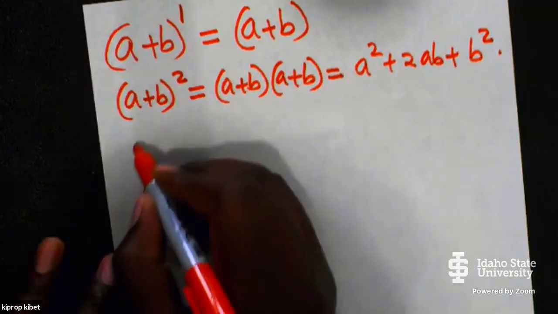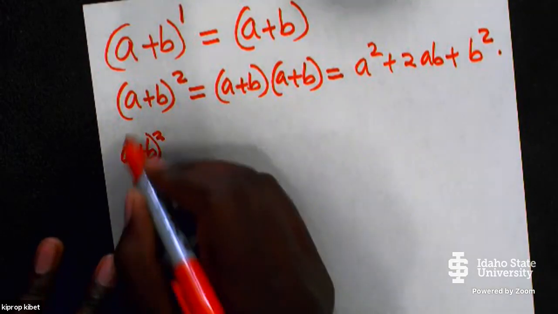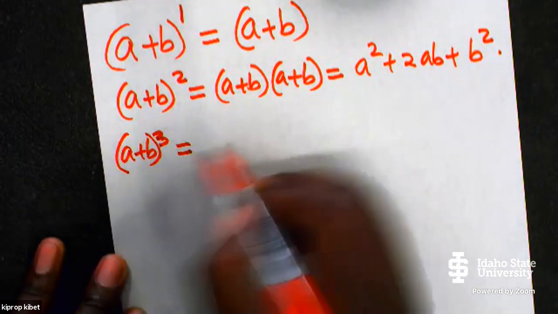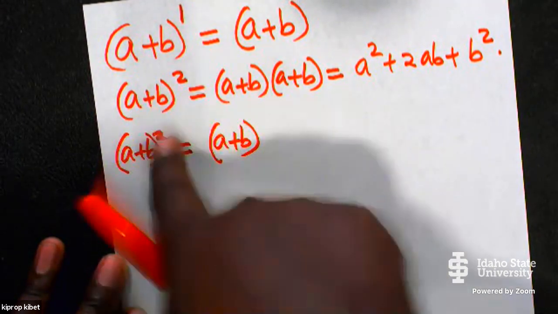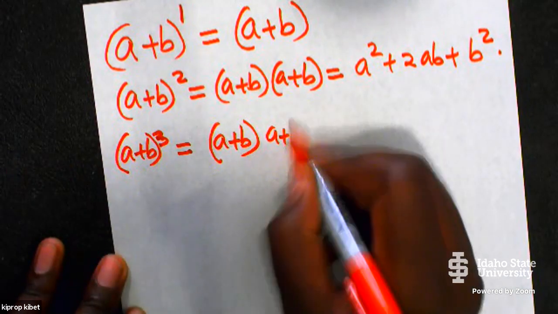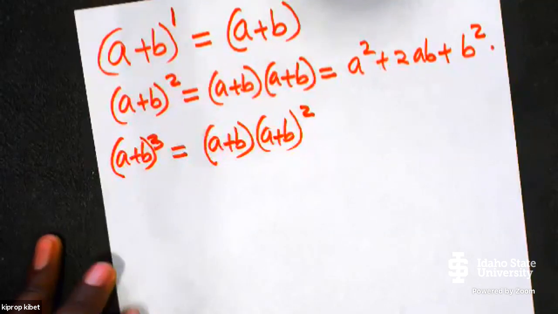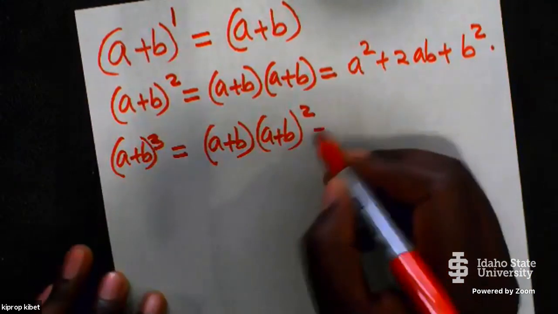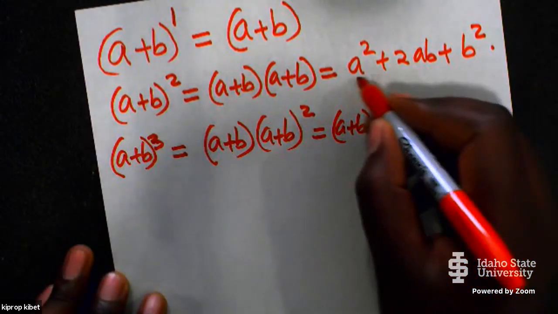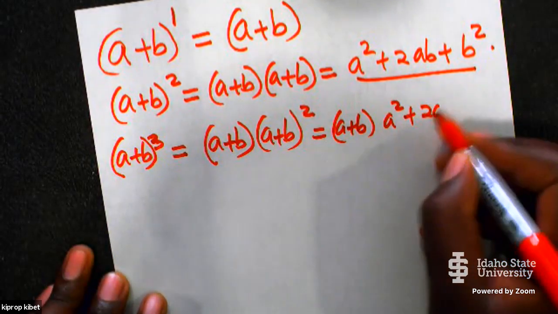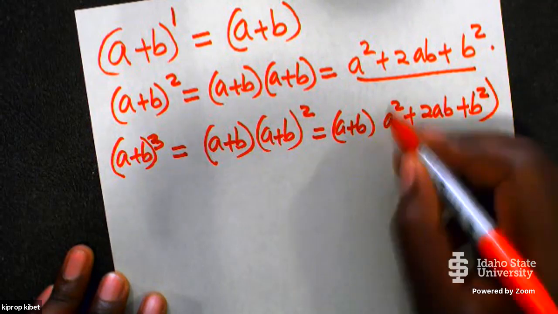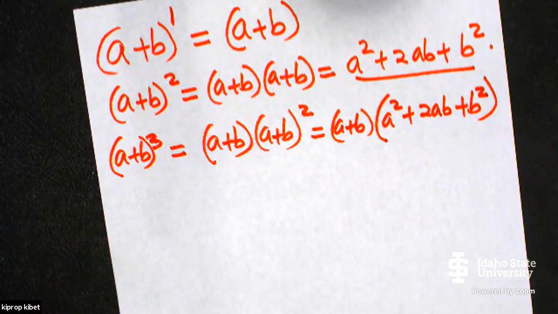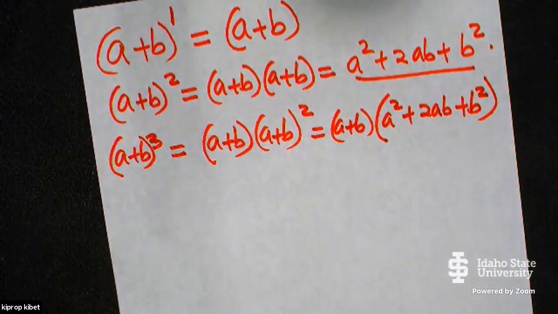Now, when it comes to the cube, a plus b cubed equals a plus b times a plus b squared, which is similar to a plus b times a squared plus 2ab plus b squared. So it is similar to that.